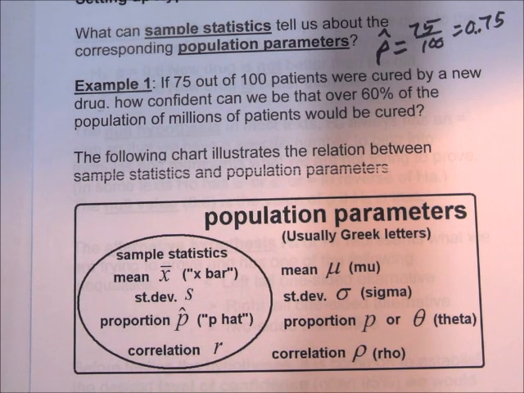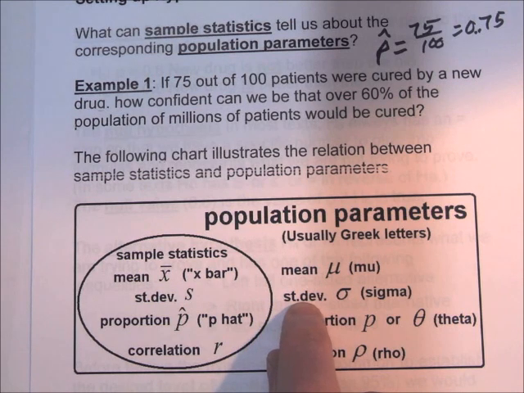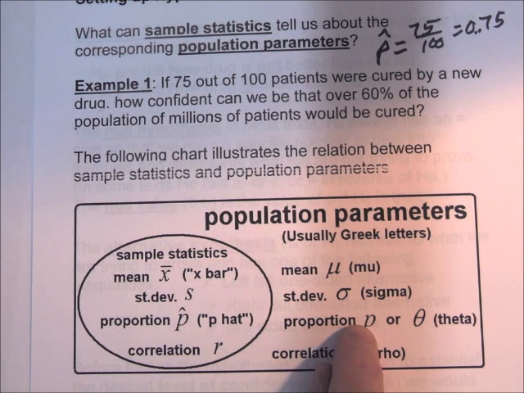So typically the population parameters are represented by Greek letters. So the population mean is mu, standard deviation sigma. The population proportion could be the letter p, which is a regular English letter, or it could be the Greek letter theta for the population proportion, and then the correlation coefficient is rho. It looks a little bit like a p, but a little bit more rounded than a p. It's the Greek letter rho.